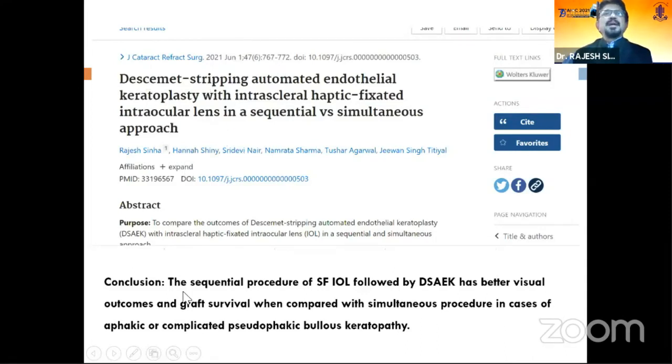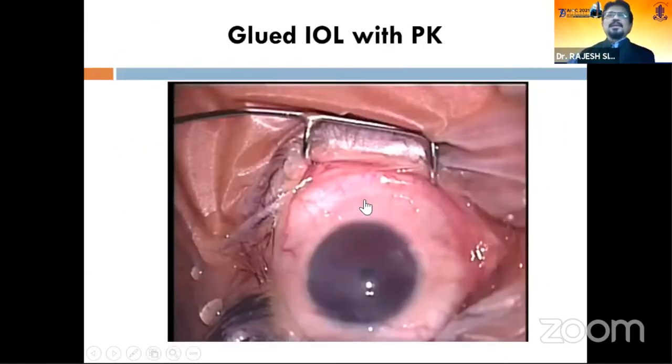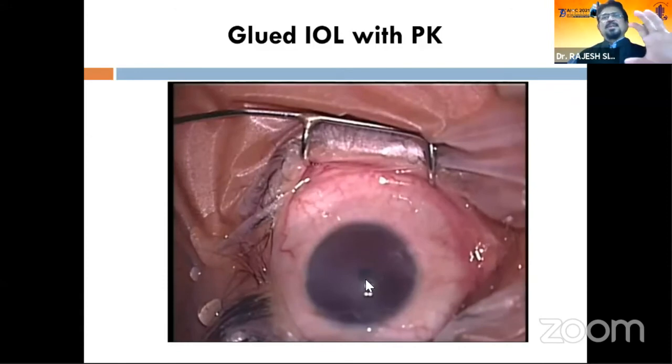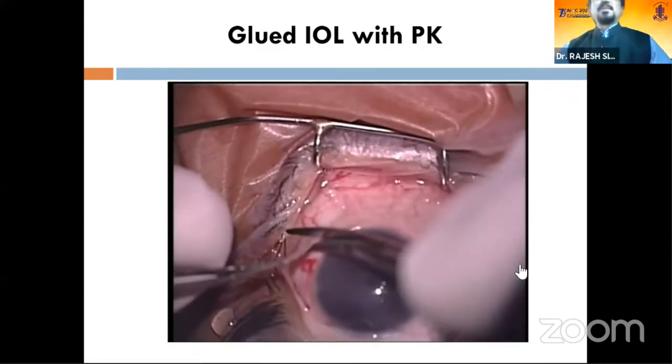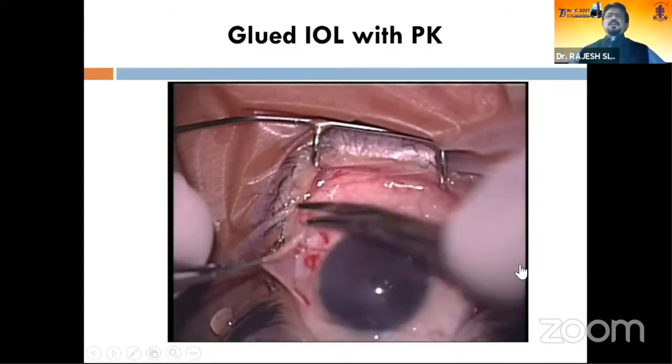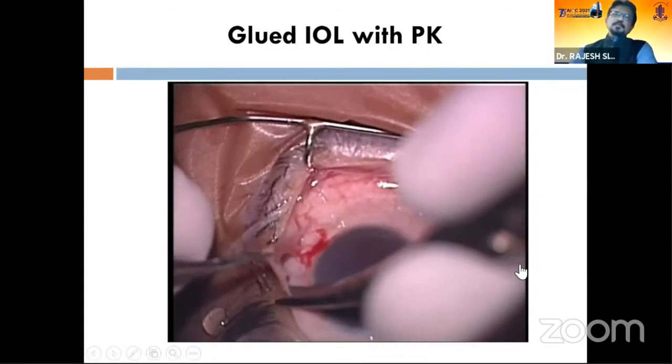She did all the procedures, and this was my idea to do a comparative study of Descemet stripping automated endothelial keratoplasty with intrascleral haptic fixated intraocular lens in a sequential versus simultaneous approach. And we found out that the sequential approach had better visual outcome and better graft survival. So this is something which I would like to emphasize. And if the scar is a bit thick, although this scar is not that much, it may require a DSEK, but this is an old video.